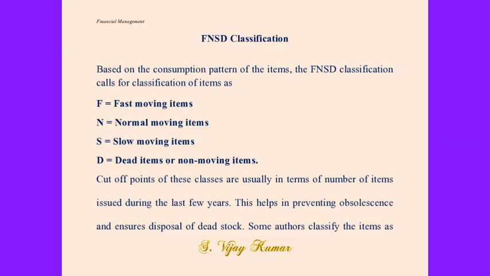Next, FNSD classification. Based on the consumption pattern of the items, the FNSD classification calls for the classification of items as F, fast moving items, N, normal moving items, S, slow moving items, and D, dead items or non-moving items. Cutoff points of these classes are usually in terms of number of items issued during the last few years. This helps in preventing obsolescence and ensures disposal of dead stock.